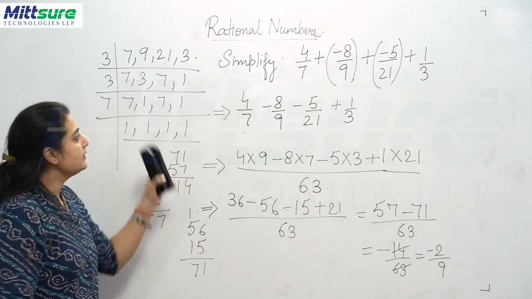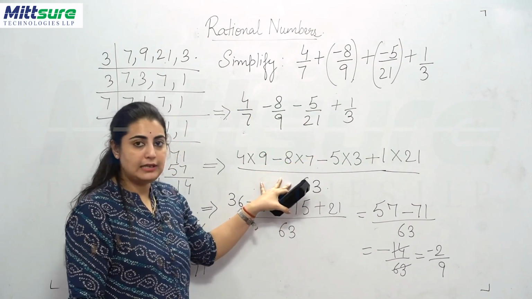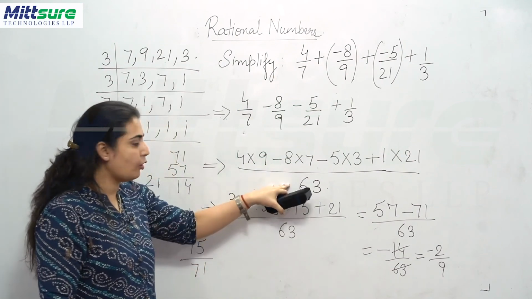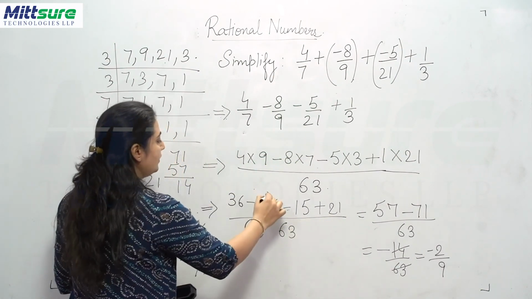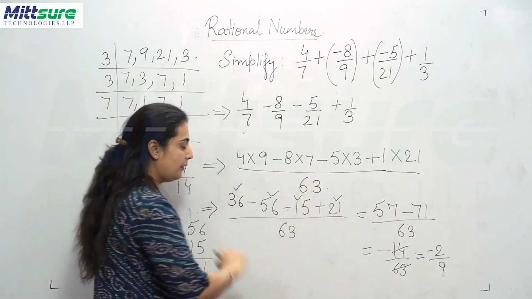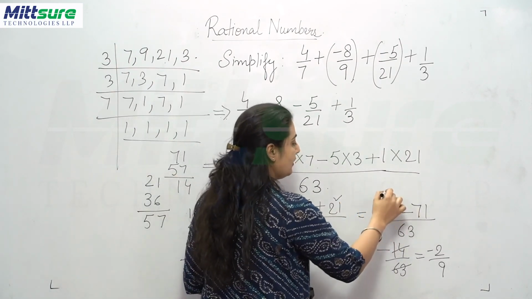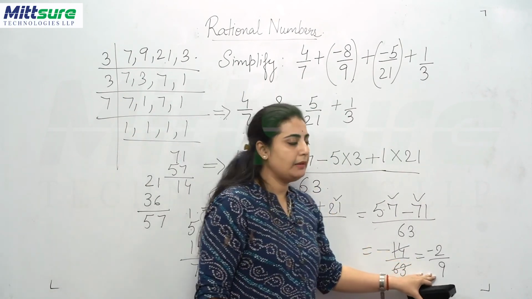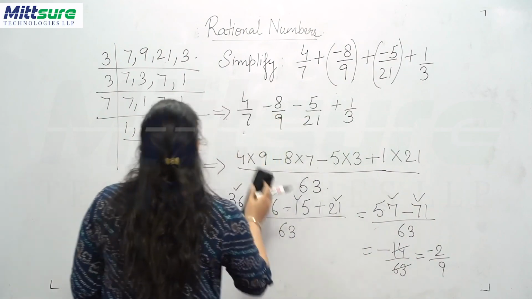So did you understand? We first changed the sign, then we took the LCM. After that we equalized the numerators according to the LCM, and then we added the 2 negative numbers and the 2 positive numbers. Then of the two sums, we find the difference, and the answer came to be minus 2 upon 9. So let's come to the next topic.